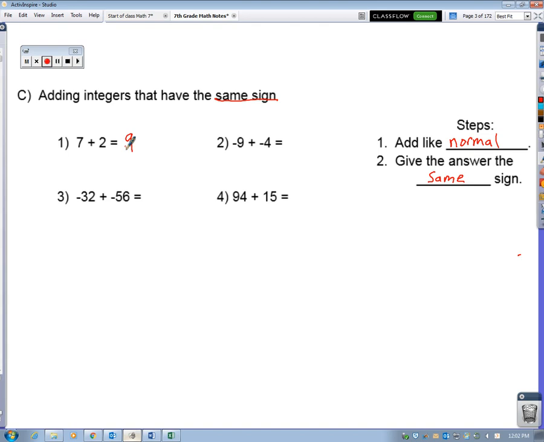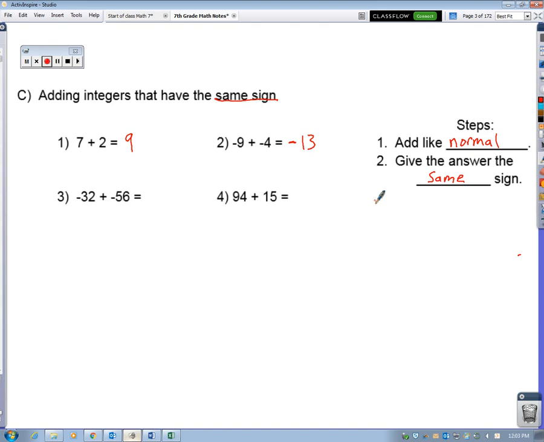Okay, problem number 2, we're just going to do step number 1. We're going to add like normal. 9 and 4. That'll give us 13. And now I'm going to do step number 2, give the answer the same sign. Since both of these guys are negative, your answer for this problem is going to be negative. We gave it the same sign.